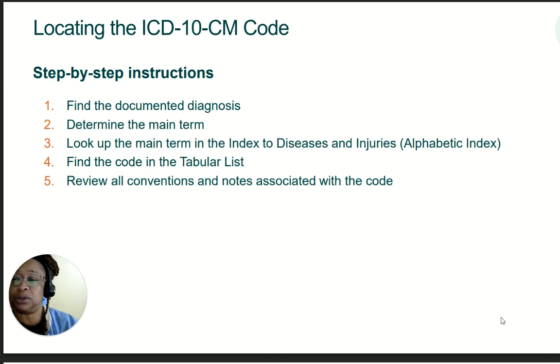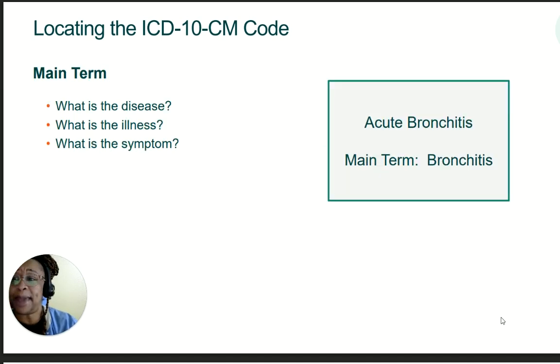Review all conventions and notes associated with the code. Really important: main term. What is the disease? What is the illness? What is the symptom? Example, we have acute bronchitis. The main term will be bronchitis. So when you're looking this up in your actual ICD-10 book, the main term we're going to look up is bronchitis. Under bronchitis, we're going to look for the subtitle of acute, and you will find your code.